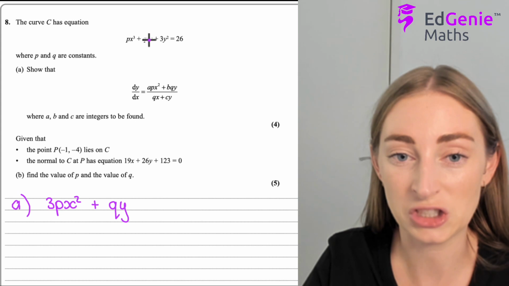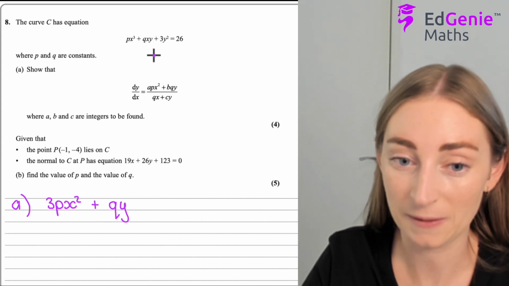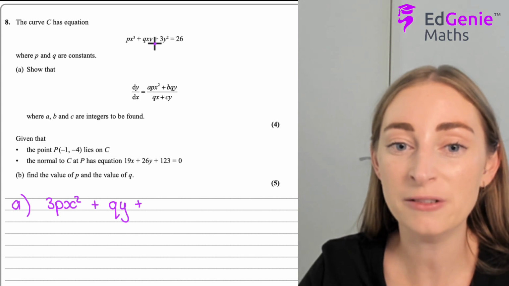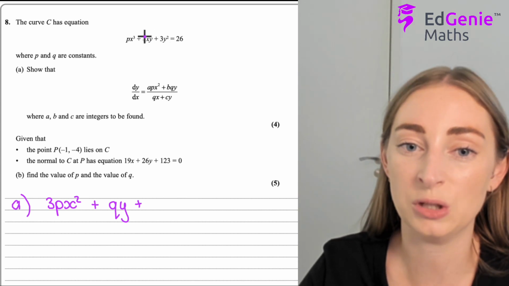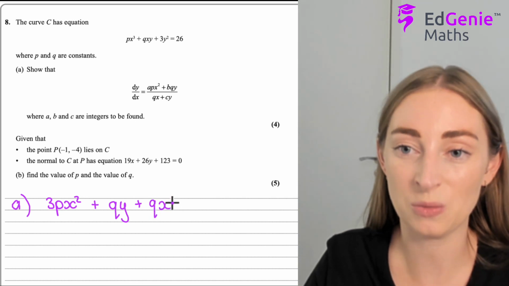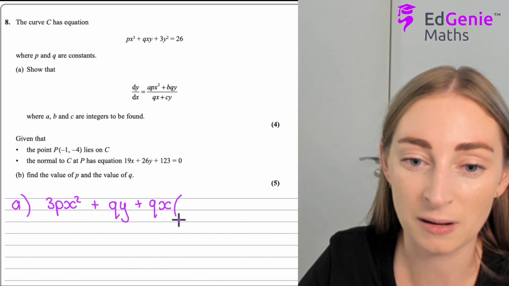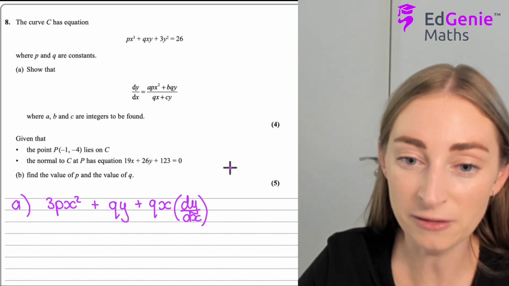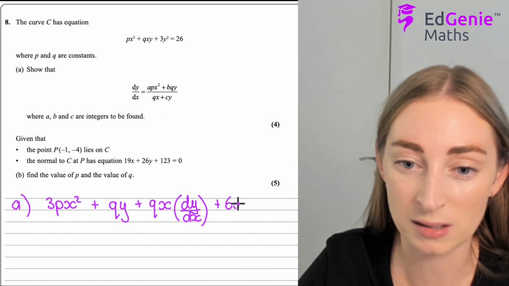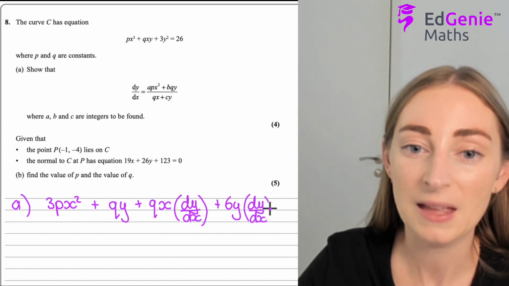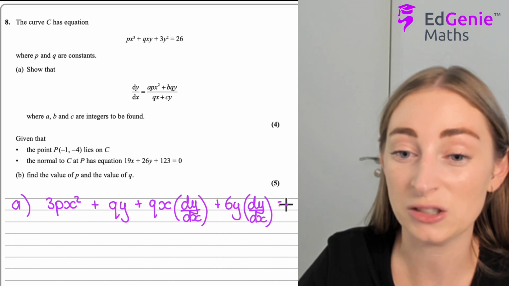Then I need to differentiate it with respect to y. So that's when it gets a little bit trickier, because differentiating with respect to y would be qx. But because we've differentiated with respect to y, we need to multiply that by dy by dx. Then we have 3y squared. So differentiating that would be 6y, but again, we need to times it by dy by dx. Differentiating 26, that's just going to go to 0.